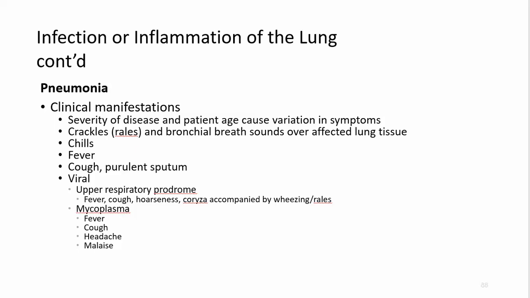Now, this prodrome, this feeling of an upper respiratory infection, happens first, usually with viral. And that's because most of the viral pneumonias are descending. They start as an upper respiratory tract infection, influenza, things like that. And then they move down. You tend to get fatigue and malaise, headache.